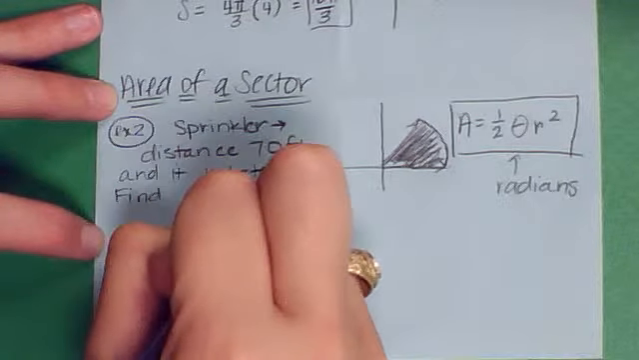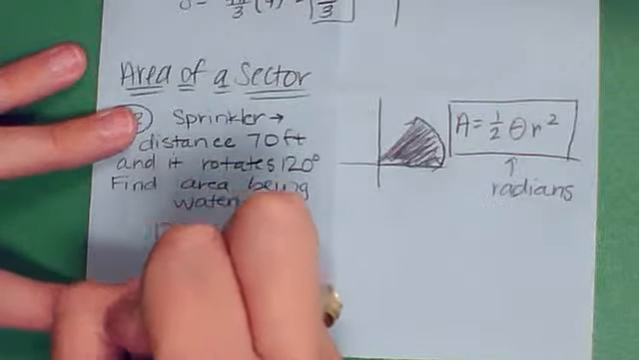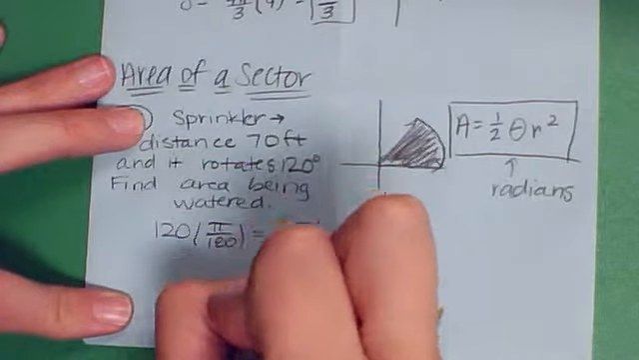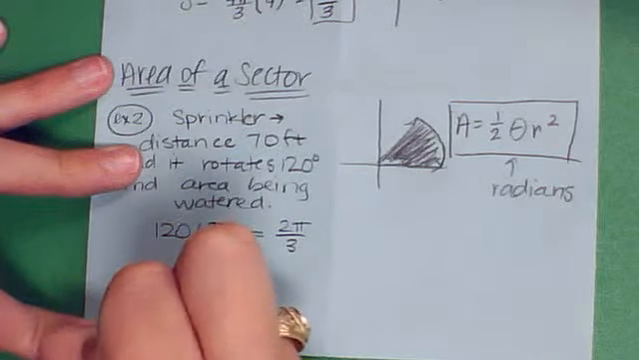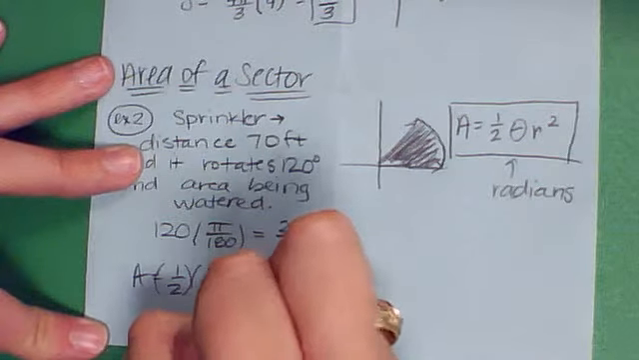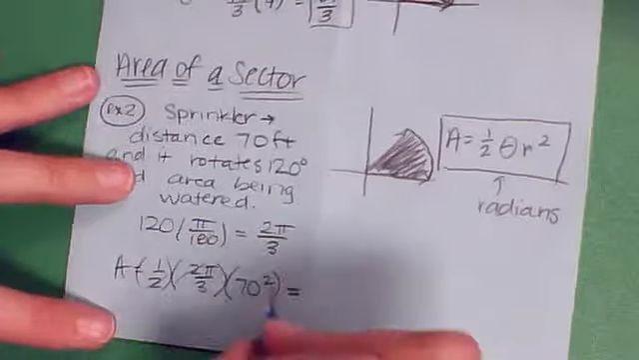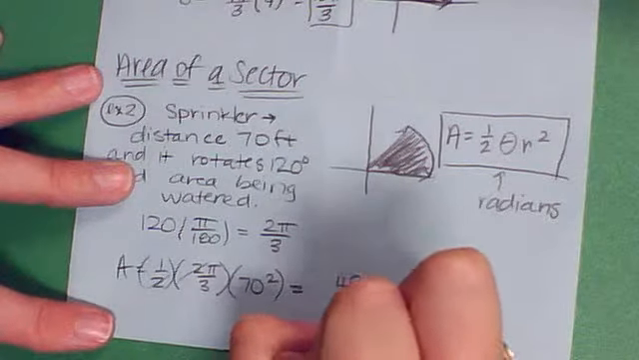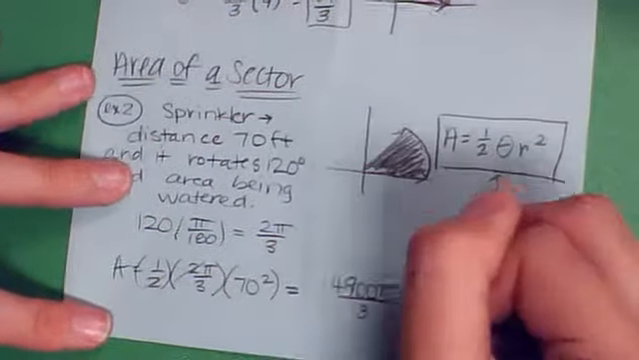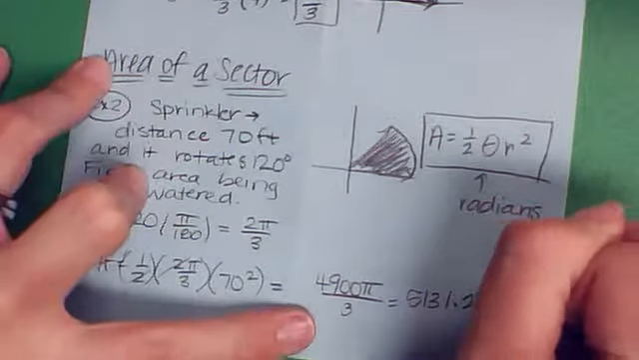I'm going to use the formula. I'm going to plug in and change 120 degrees to radians by multiplying by pi over 180. If I reduce that fraction, I'm going to get 2 pi over 3. And so to find the area, I'm going to do 1/2 times 2 pi over 3 times my radius, which is 70 squared. Okay, now I can either do that without the calculator by canceling some things out. 70 squared is 4,900 times pi on the top, all over 3. And I could leave my answer like that, or I could put it in my calculator and get 531.268 feet squared.